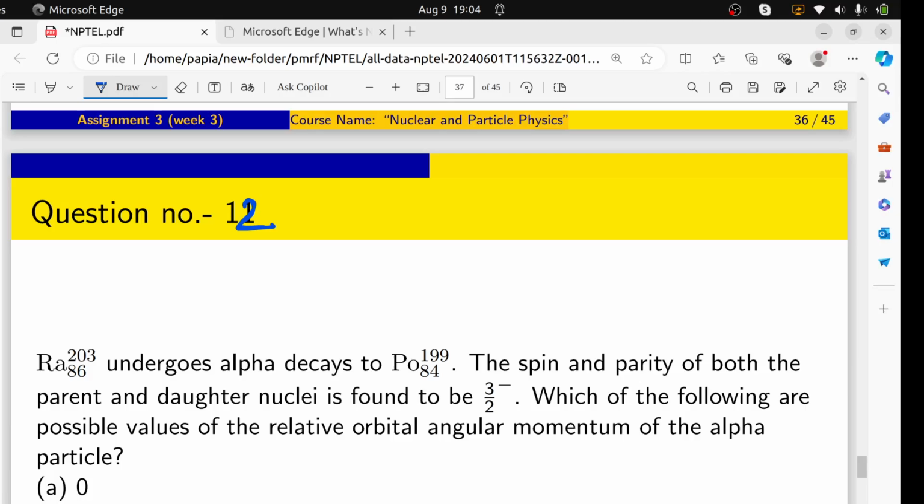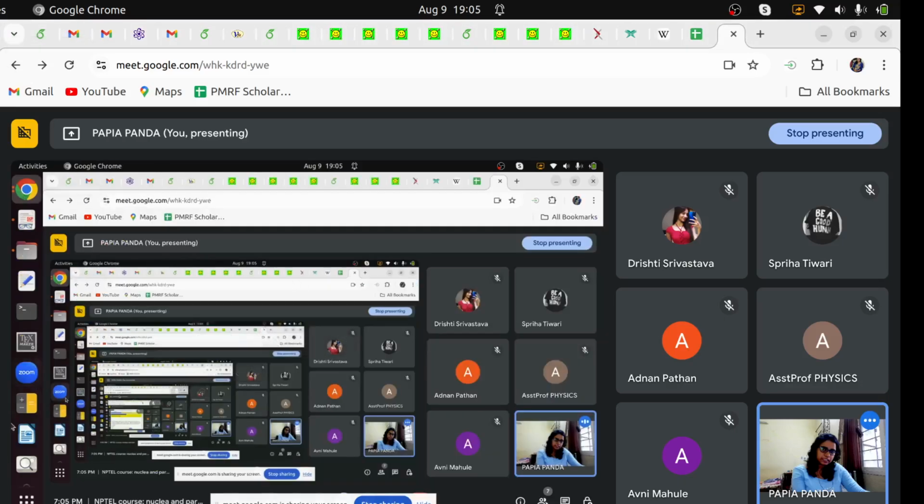Radon 86, 203 undergoes alpha decay to polonium 84, 199. The spin and parity of both the parent and daughter nuclei is found to be 3/2 minus. Which of the following are possible values for the relative orbital angular momentum of the alpha particle? That is nothing but a quantum mechanical question. Am I audible? Yes.